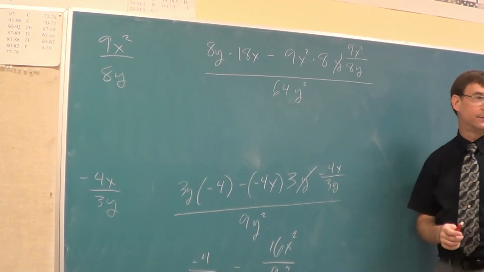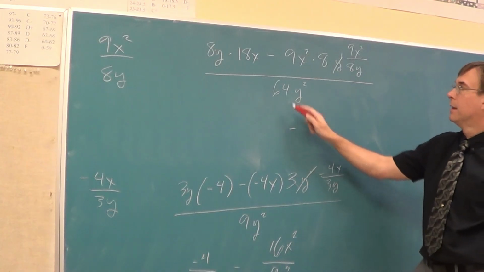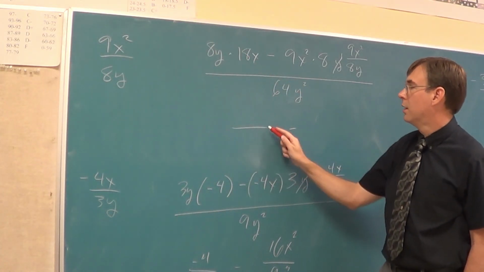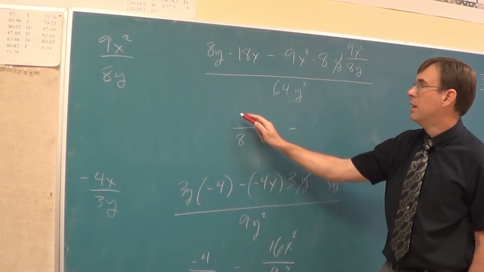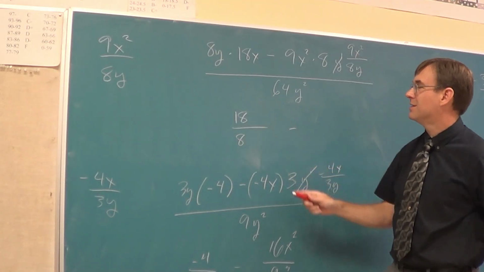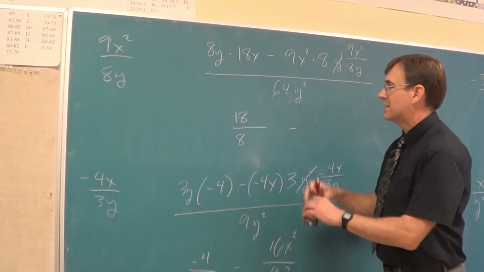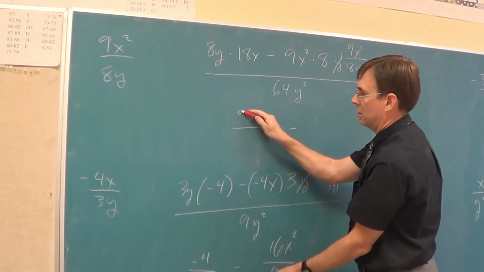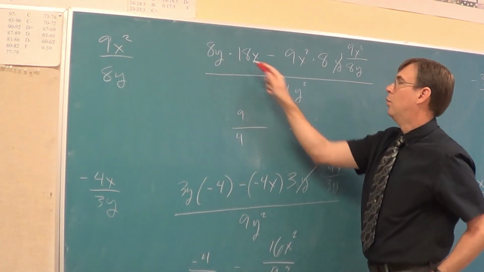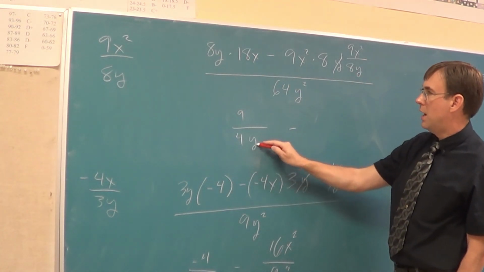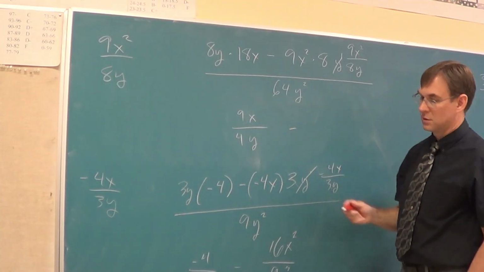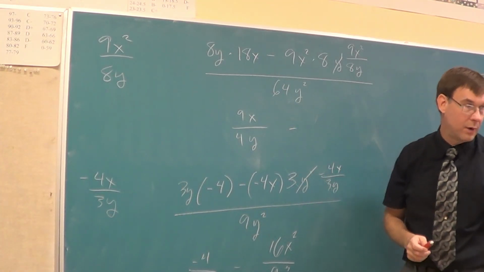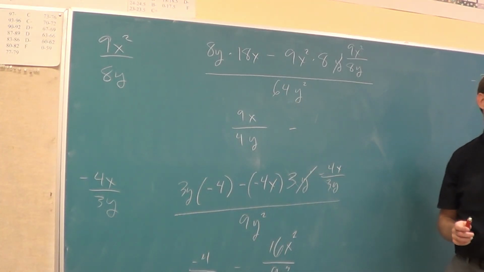8s can cancel, 8 with 64, which leaves 8 on the bottom. We leave 18 on the top, but that's not quite perfect. It's 9 over 4 as the best answer. And then y's can cancel, leaving a y on the bottom, and there's a stray x on the top, and we're halfway home with that.